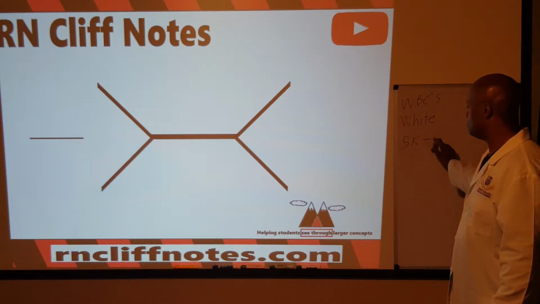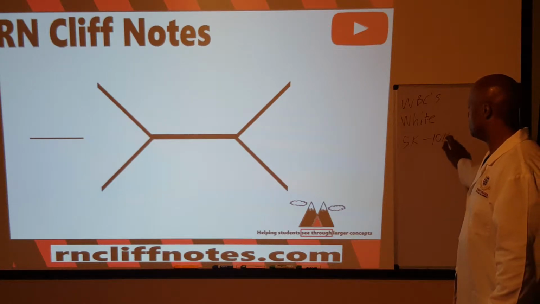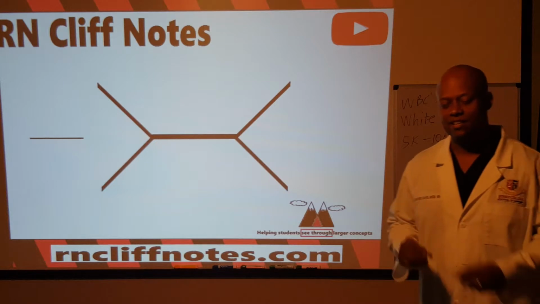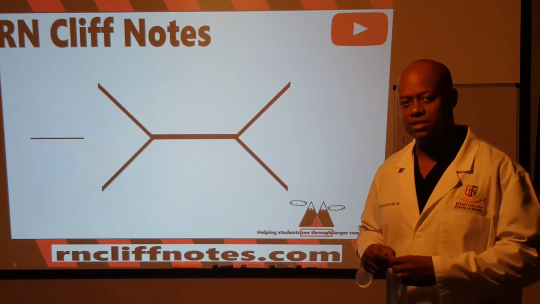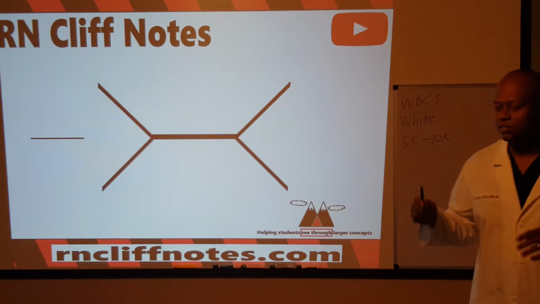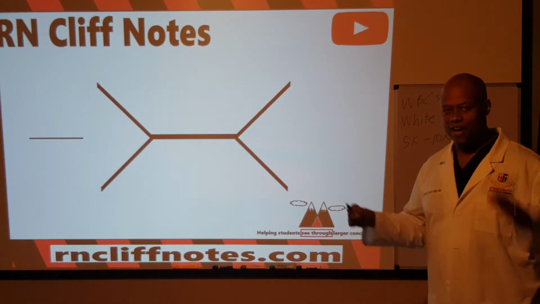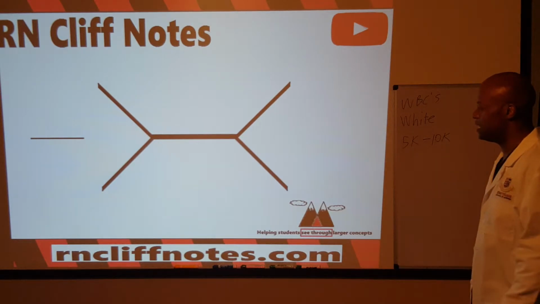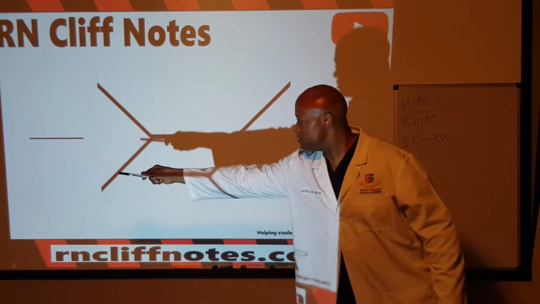So 5K times 2 will take us to 10K. 5 to 10K. That is your range for your WBCs. How about that? Just build off your letters, right? WHITE. 5 letters, double that thing. 5 to 10K.